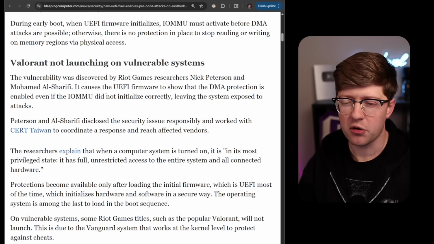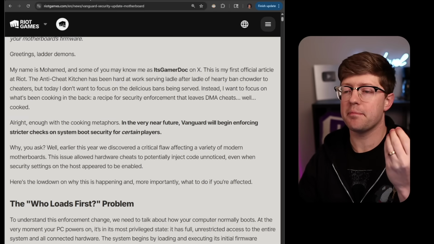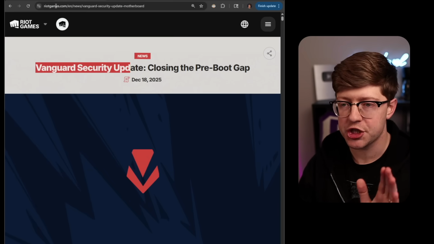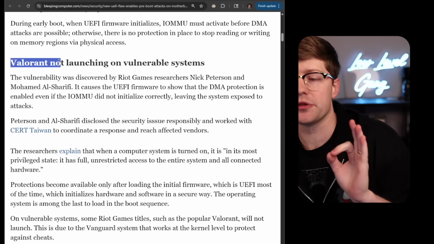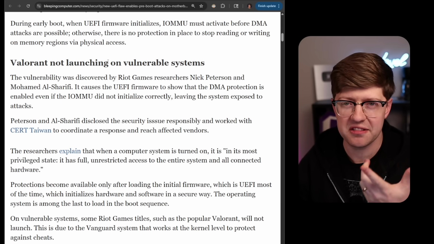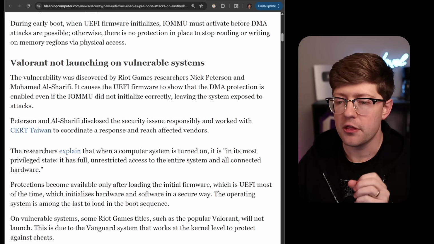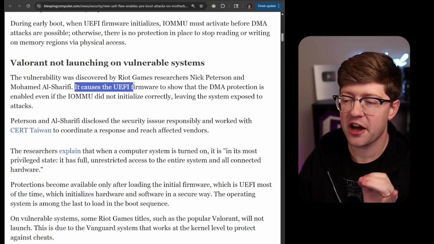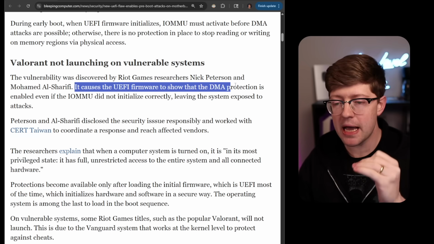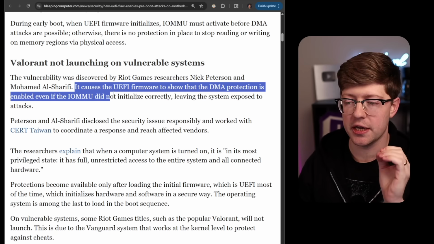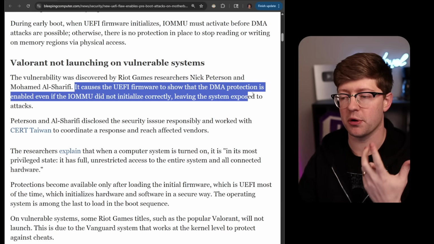Okay, let's keep going. So why is this a problem? Well, actually, the people that found this vulnerability are the researchers at Riot. They make the Vanguard anti-cheat, and they said that Valorant currently will not load on vulnerable systems. Why is this? How could this system of direct memory access be a problem? The vulnerability causes the UEFI firmware to show that DMA protection is enabled even if the I/O MMU did not initialize correctly, leaving the system exposed to attacks.